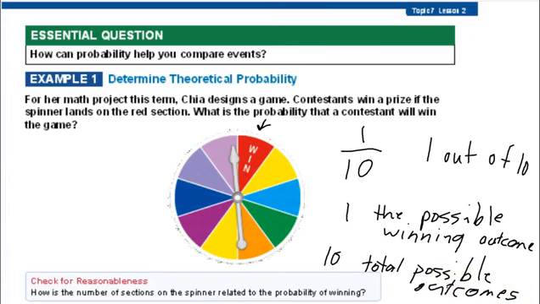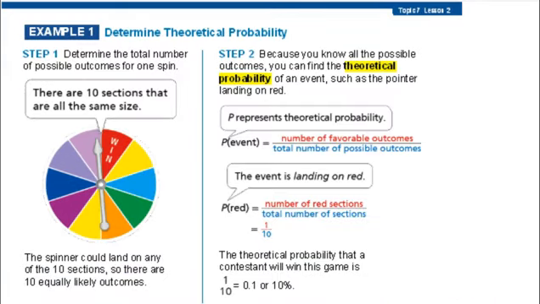All right, let's look at the next slide. So here it's telling you determine the total number of possible outcomes for one spin. So you spin it, it can land on 10 different spots. Well, it can't land on all of them, but it can land on one of 10 spots. There are 10 sections that are all the same size.